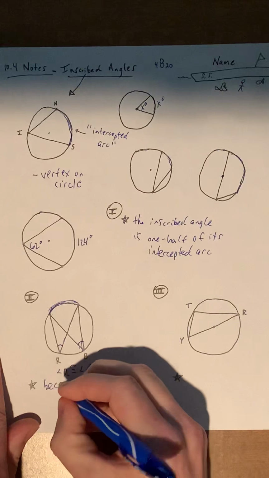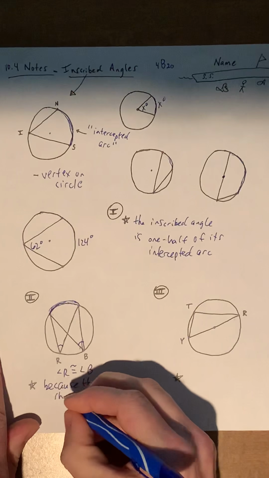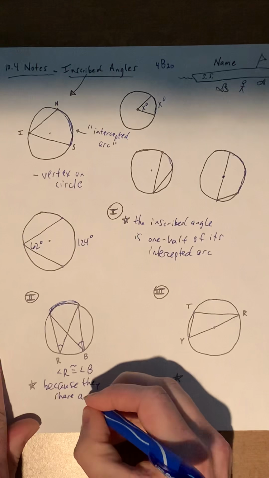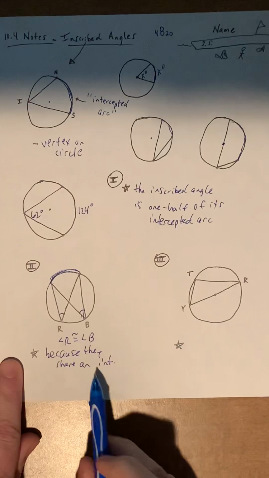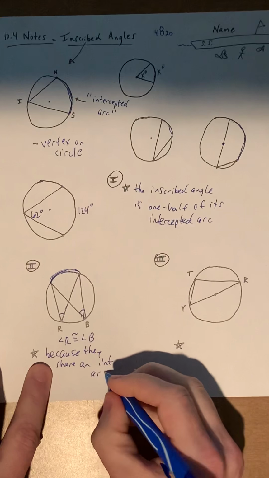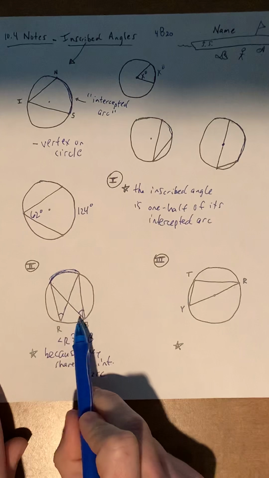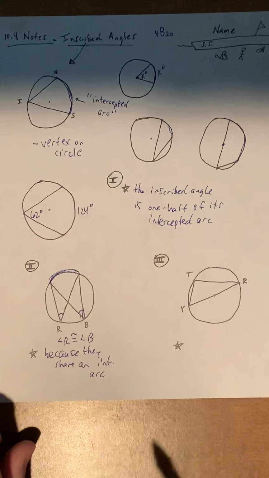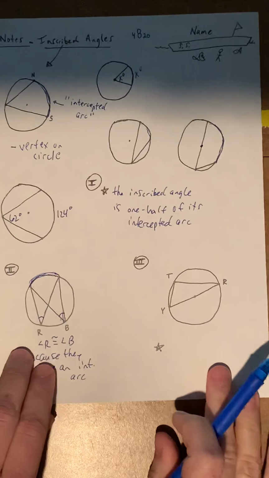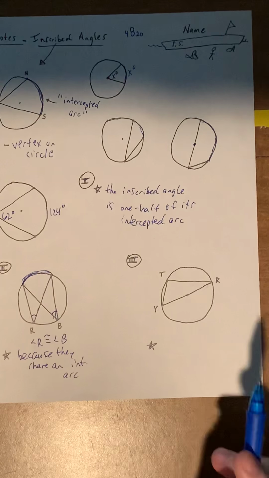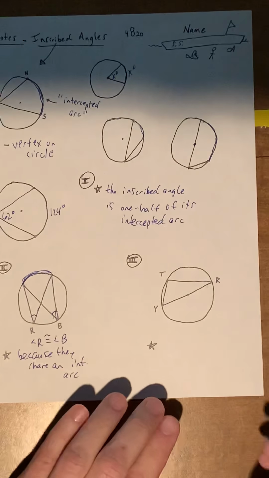Okay? Because they share an intercepted arc, I'm going to abbreviate a little bit. So two inscribed angles are congruent if they share an intercepted arc. And let's look at the third property real quick on side 1. And we kind of touched on this in an example earlier in the chapter.